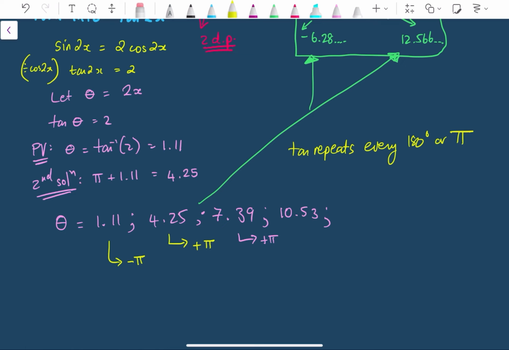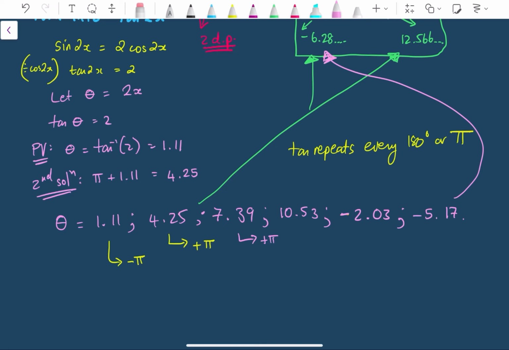So it's going to be 1.11 subtract pi, which will give me, and I'm just going to write my answer here, negative 2.03. And then I subtract pi again, and I get negative 5.17. Now, if I subtract pi again, it's going to take me over the lower boundary of the period. So I found all of my solutions.